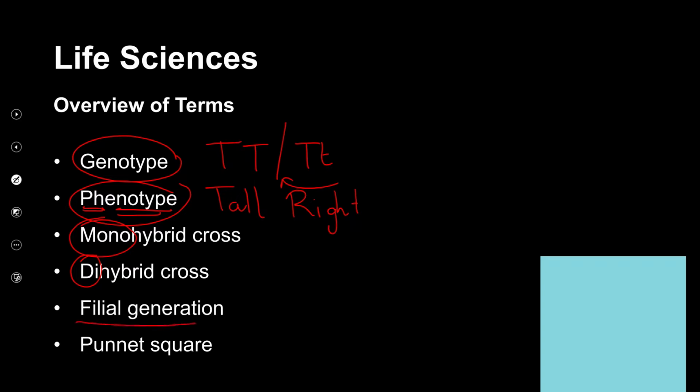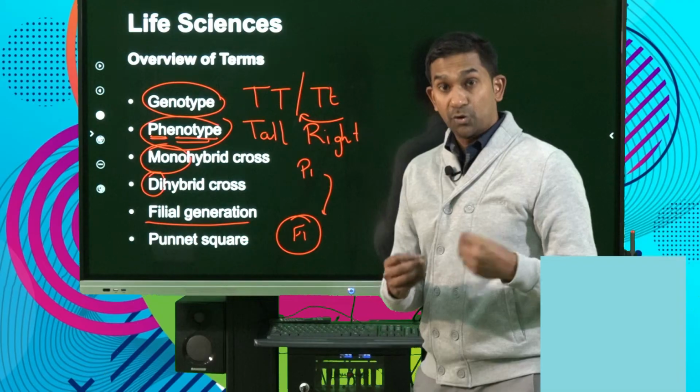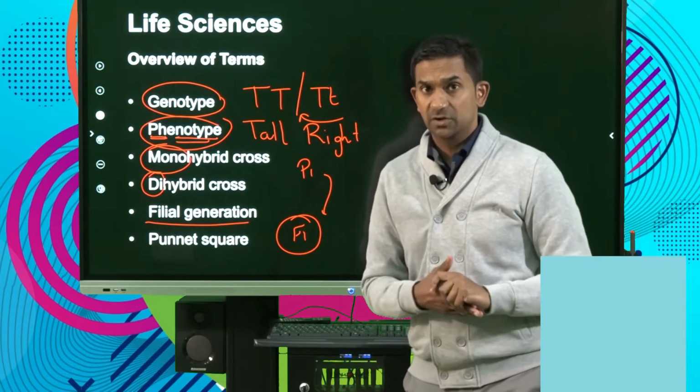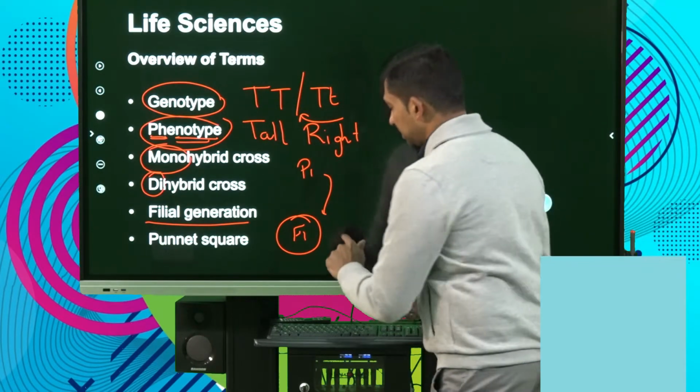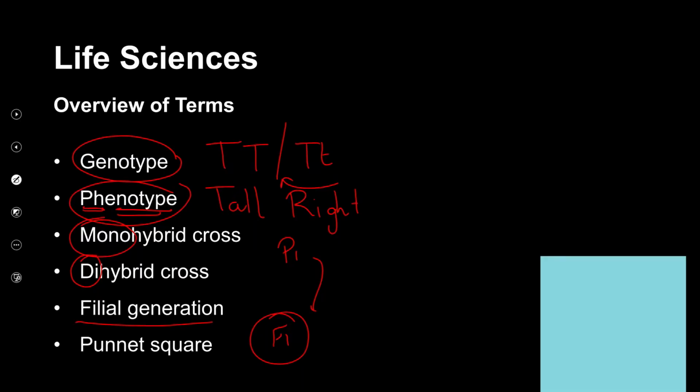We do know that in a genetic cross, when parents are crossed, they produce an F1 generation, and the F1 generation points to the offspring produced in a cross. So the filial generation would be the offspring produced when parents are crossed.